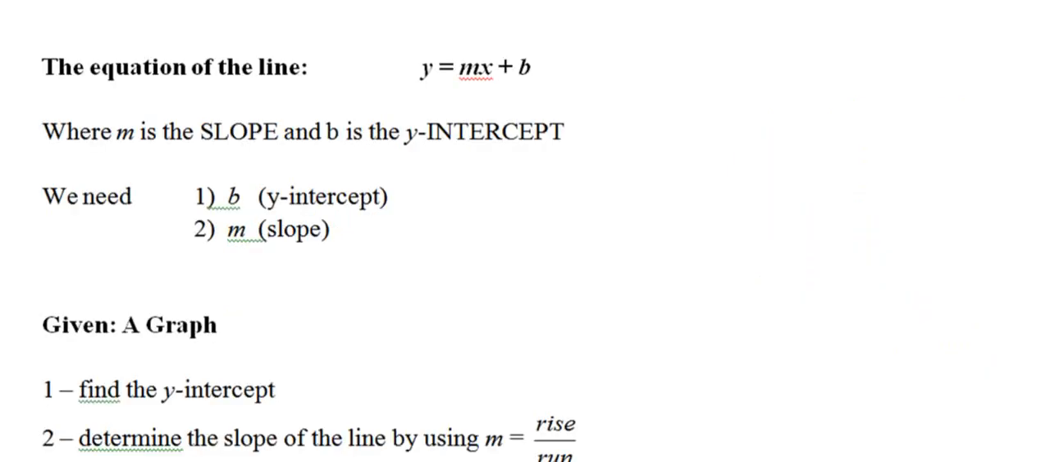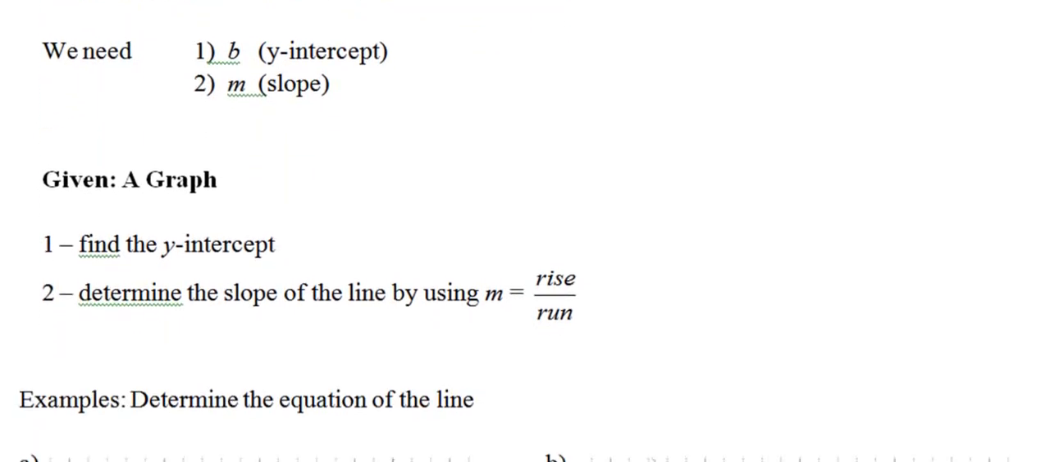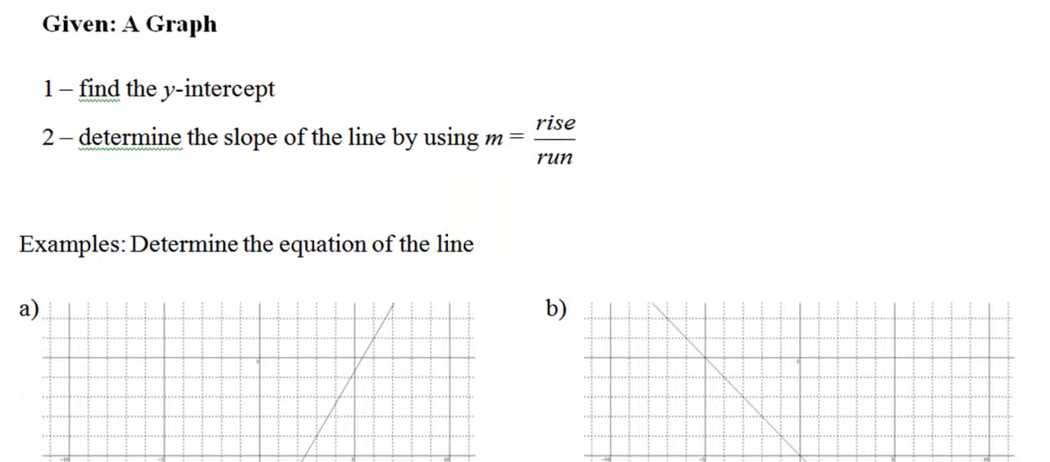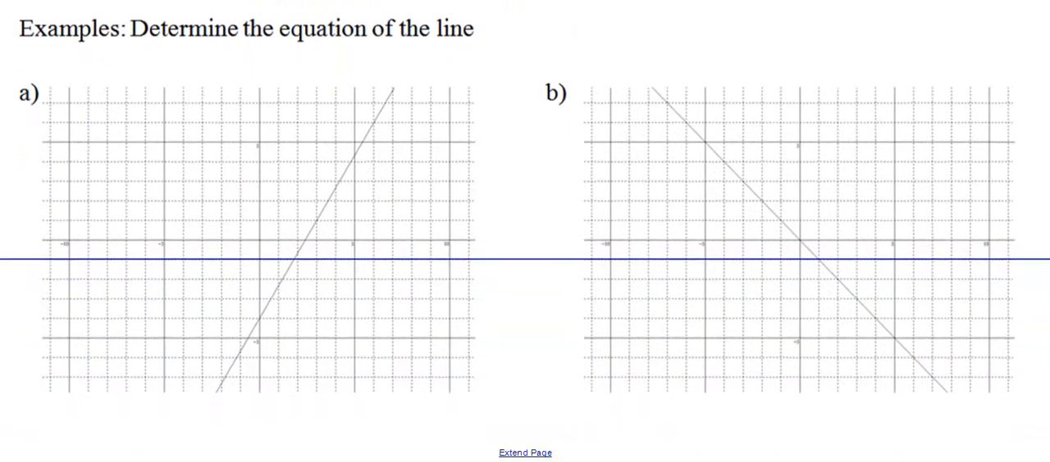Get your note, please. The first part of this is just review. We know, of course, the equation of a line is y equals mx plus b, where m is the slope and b is the y-intercept. And to graph something, we need to know the y-intercept and the slope. And if we're given a graph and we want to find the equation, we locate the y-intercept first, and then we figure out what the slope is. So I'll do the first one for you, and then you can do the second one.